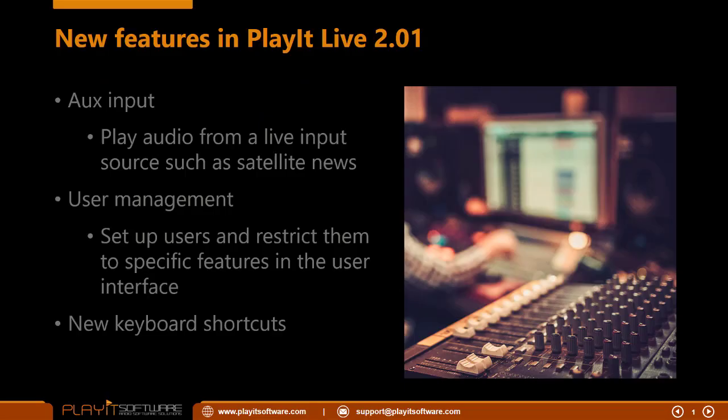So the first feature to talk about is the aux input. This new feature will allow you to play audio from a live input source, such as satellite news or even another studio. This has been a widely requested feature. It's been top of the feature request page for some time. Now you can select the input that you want to play from, schedule this at a specific time, and it will play that, for example, at the top of the hour.